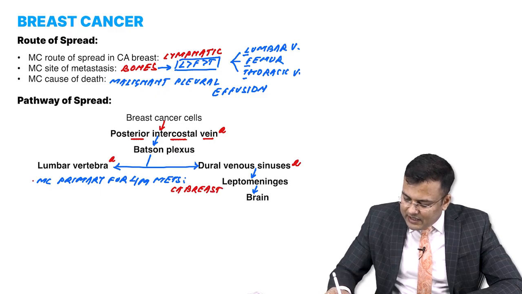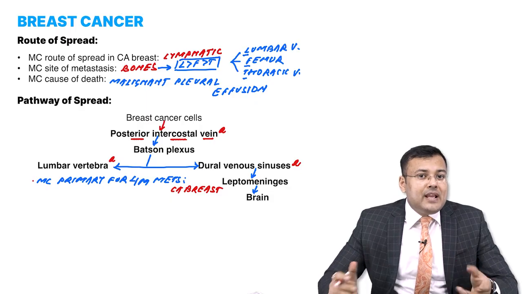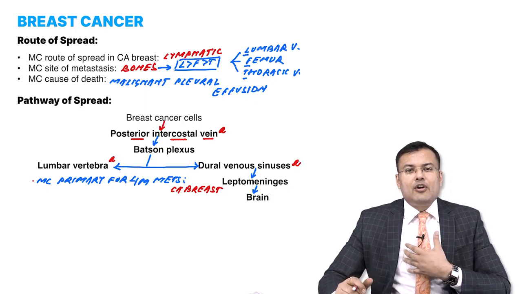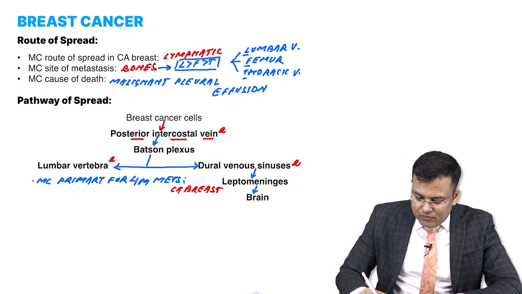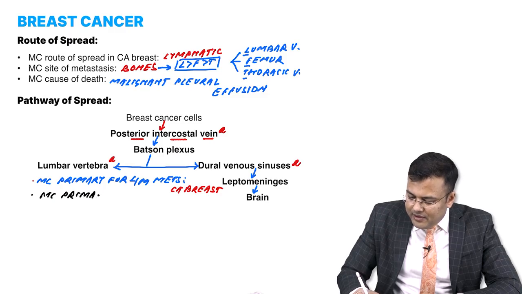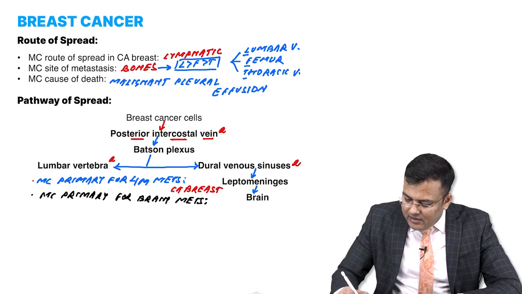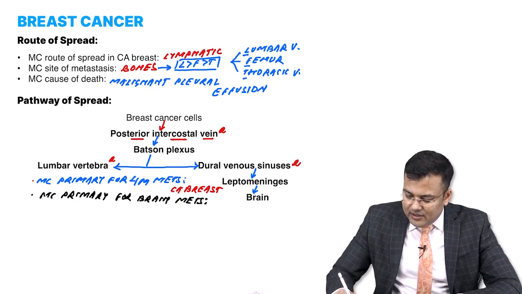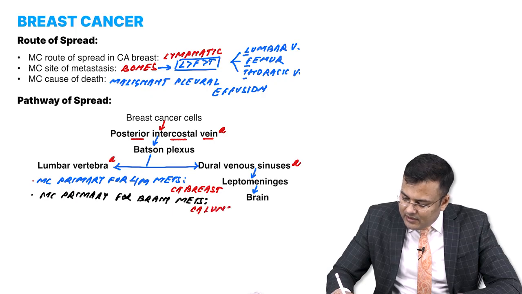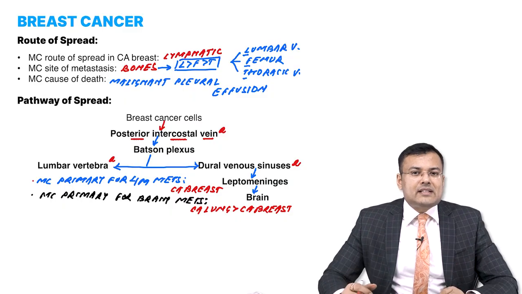And another question which is asked: most common primary for brain metastasis. Carcinoma lung followed by carcinoma breast. So what is the most common primary? Tell me, most common primary for brain metastasis. Clear? This is carcinoma lung followed by carcinoma breast. So all these questions are asked frequently. This is the pathway of spread of breast cancer cells.